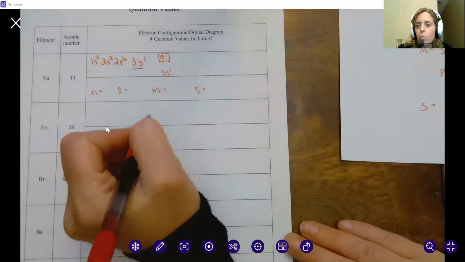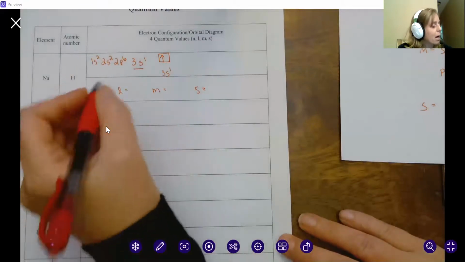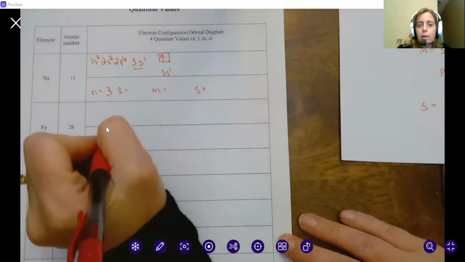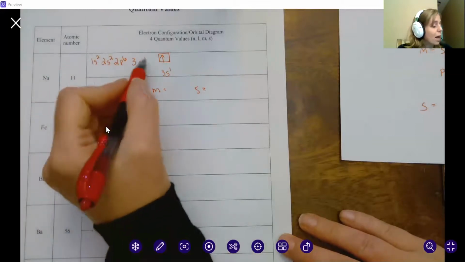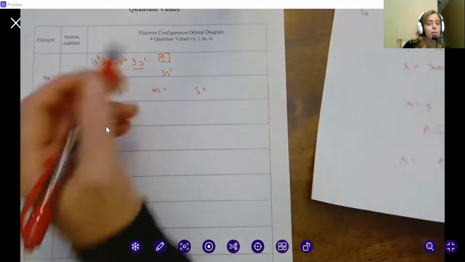What row number? It's the very first thing that I did. What row number did I stop at? I stopped at row 3. What letter did I stop at? I stopped in the S sublevel. So let me go back and look here.